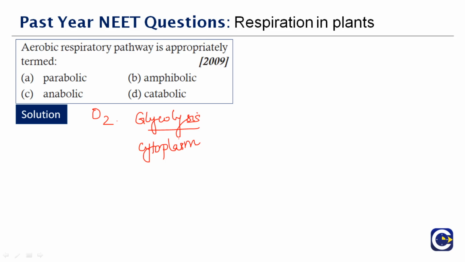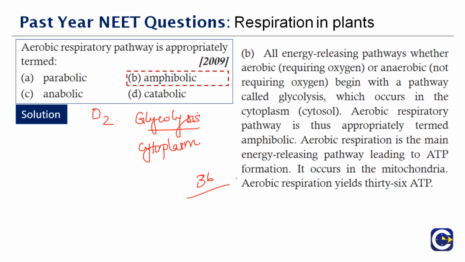Aerobic respiration yields about how many molecules, what would the net gain be? It is overall 36. So here it is very understood, it is amphibolic, that is, it happens in mitochondria, it happens in cytoplasm. Whether it is aerobic or anaerobic, the process begins with glycolysis. Since it is representing 2 or 3 characteristics, you represent it as amphibolic. The correct answer is option B.